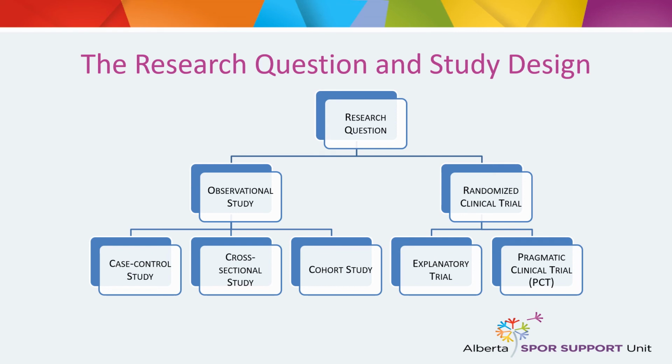Research starts with a research question, and the research question influences the study design. There are two main types of study designs: observational studies and randomized clinical trials. The randomized clinical trial can be subdivided into explanatory trials, which is what most traditional randomized clinical research belongs to, and pragmatic clinical trials.